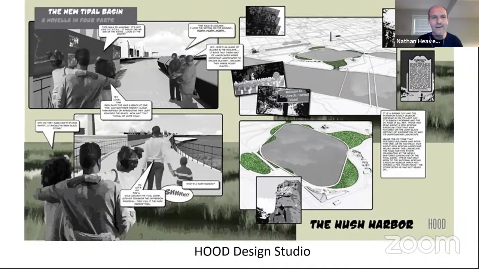He developed this idea of 4 novellas, and one of them was about the Hush Harbor, the one down in the bottom corner. These kinds of environments, the marshes and the lowlands and the swamps, were places where enslaved people, African Americans, got away. So he wants to think about the tidal basin as a place that, not that place specifically, but can tell the story of the African American experience, which I thought was a great one.